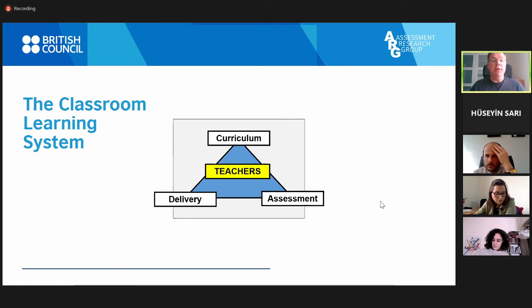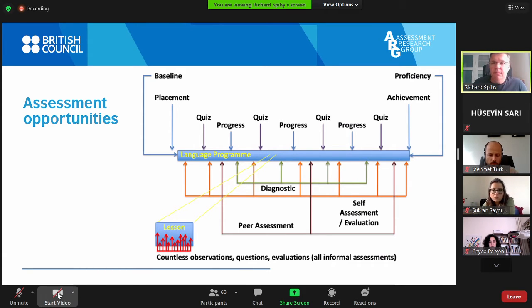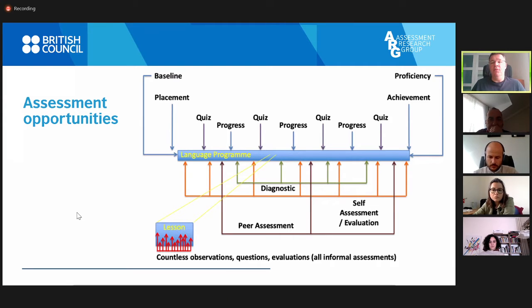So of course the teacher needs to know about curriculum, about delivery, about teaching, but assessment is also absolutely crucial. Here's a look at some of the opportunities for assessment that we have in our teaching learning programs. Assessment is just a constant that's always with us, and I'm sure you can recognize lots of these assessments that you might have through one semester. Let's say at the beginning of the year, you might start with a placement test or a proficiency test or some other kind of baseline.